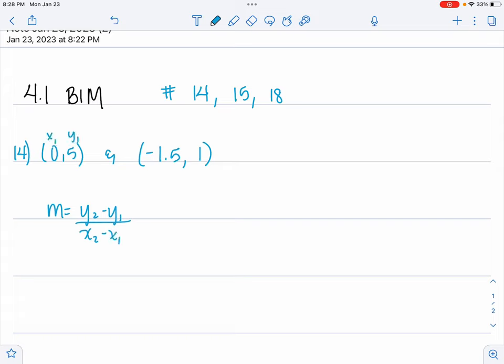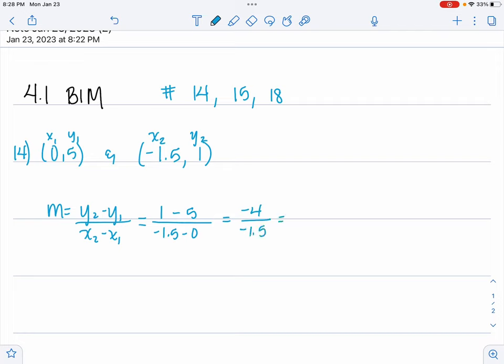I will label points, no, not y2, x2, and x1. Oh my gosh, it's late, so I'm making mistakes. Let me make sure I label these right. x1, y1, x2, y2. Perfect. So 1 minus 5 over negative 1.5 minus 0. So what you get is negative 4 over negative 1.5.